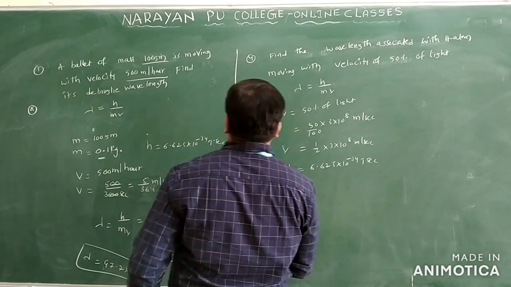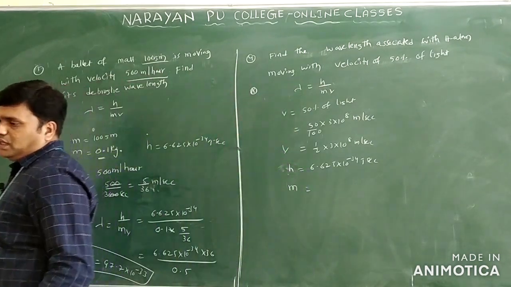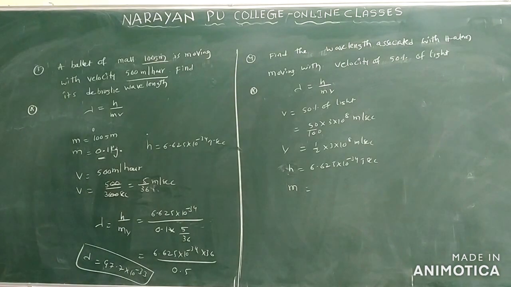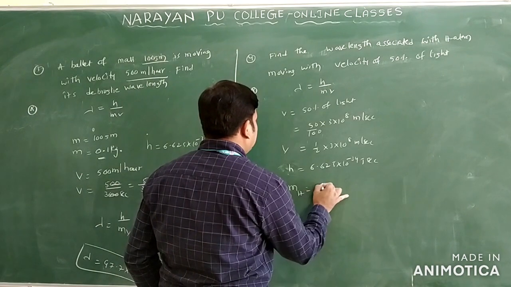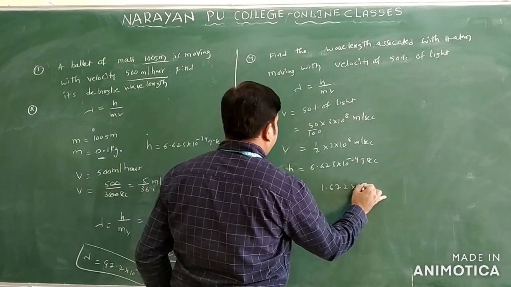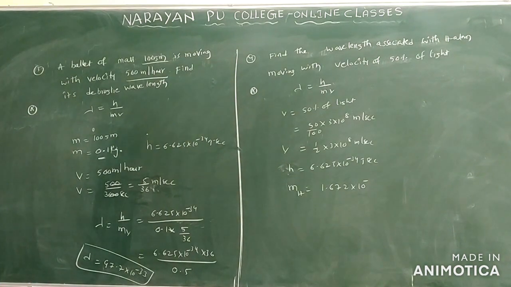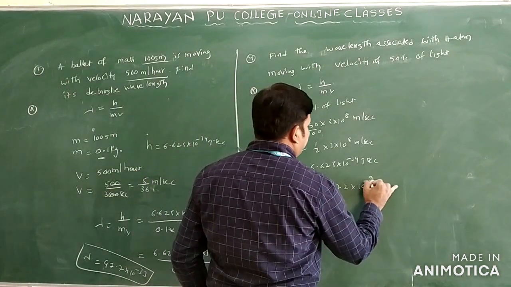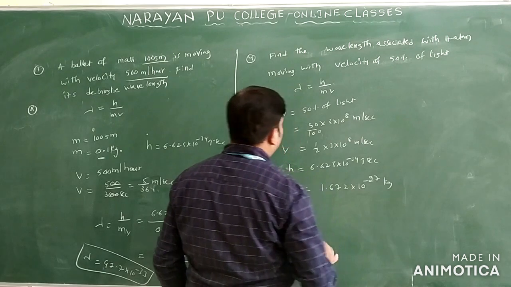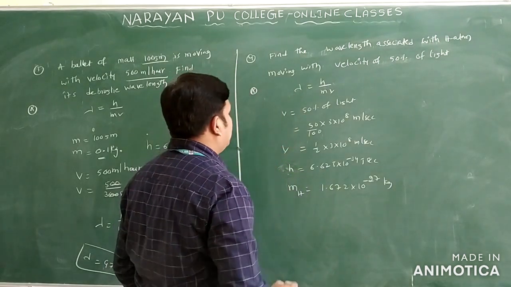Here what is the mass? The mass of the moving particle. So you can take here 1.672, this is the mass of the hydrogen atom. Mass of hydrogen atom is 1.672 into 10 power minus 27 kilograms only. Just substitute all the values in this formula.